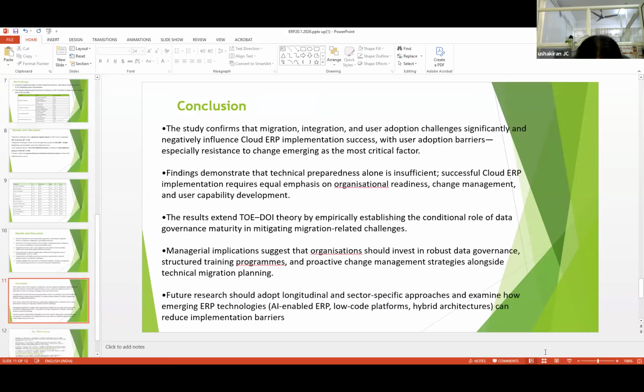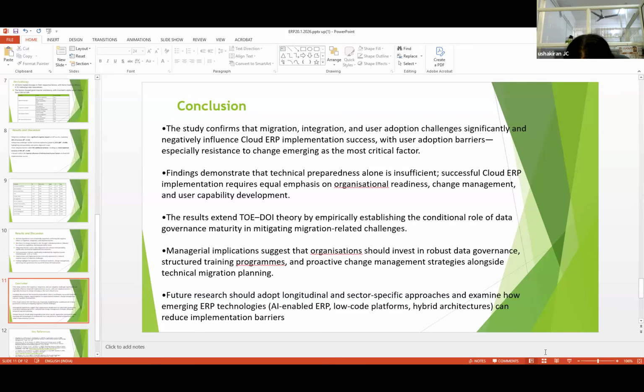So to conclude, the migration, integration, as well as adoption challenges had a significant negative effect on the successful implementation of ERP, and user adoption barriers, especially resistance to change, are the most critical among all the challenges. And technical readiness alone is not sufficient.